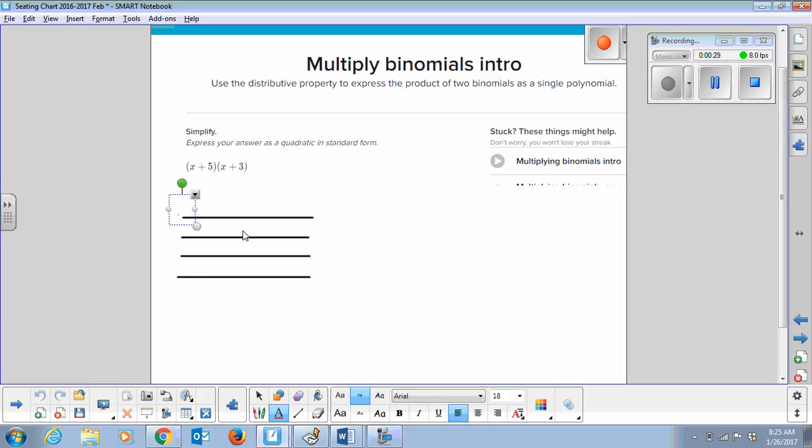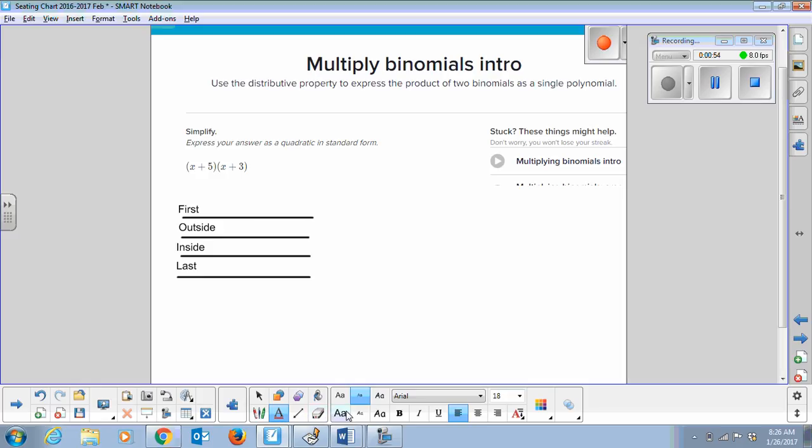So the F stands for the first terms that we multiply. O is for the outside terms. I is for our inside terms. And L is for the last terms. Okay? And FOIL, that's our FOIL method right here.